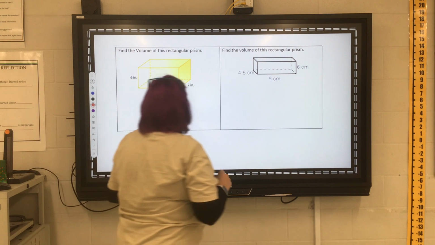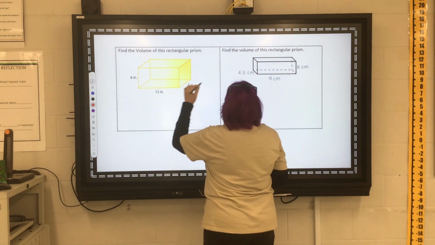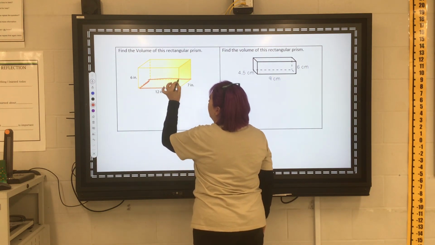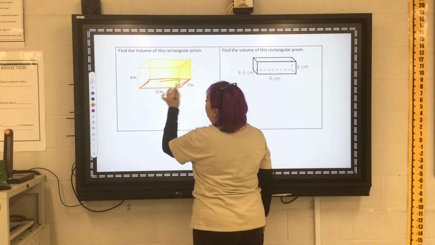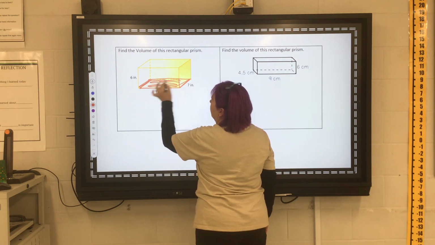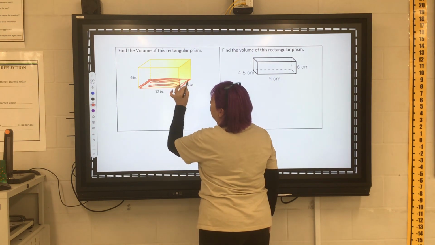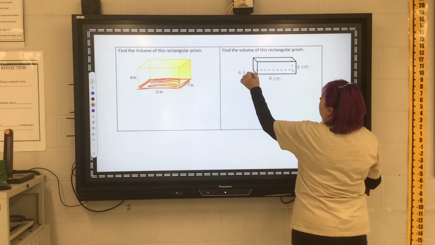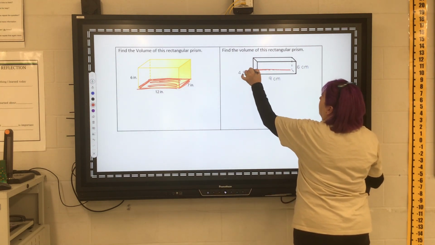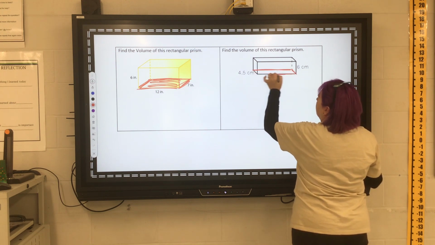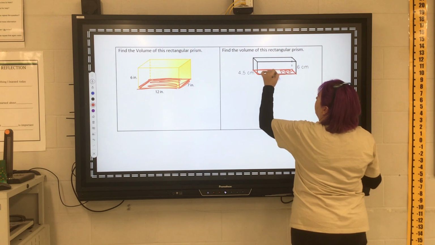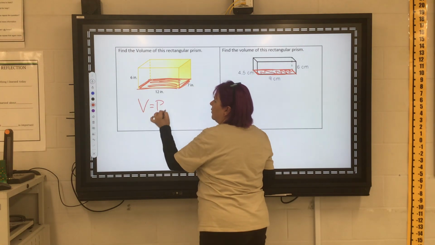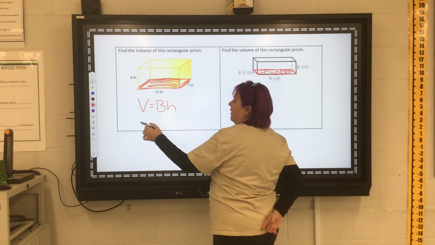Okay, rectangular prisms, we're going to locate our base. Usually it's going to be with our two numbers attached to it. This is my base. This is one of my two bases. Okay, so those are my two bases. Here are my two numbers. Okay, one of my two bases. This is my base. Okay, so we're going to go through volume equals area of base times our height.